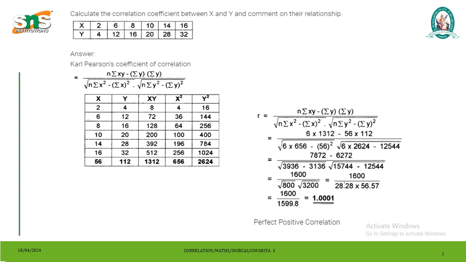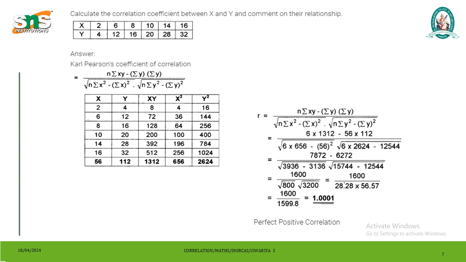First we have to apply the formula, called Pearson's correlation coefficient, that is r equals n times summation xy minus summation x times summation y, divided by the square root of n times summation x squared minus summation x the whole squared, times the square root of n times summation y squared minus summation y the whole squared. So we have to find the values needed in the formula. The terms x and y are given.